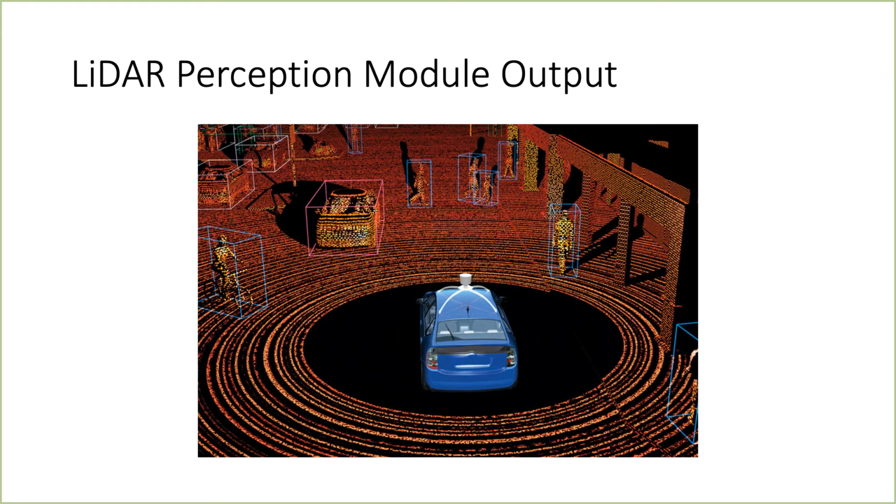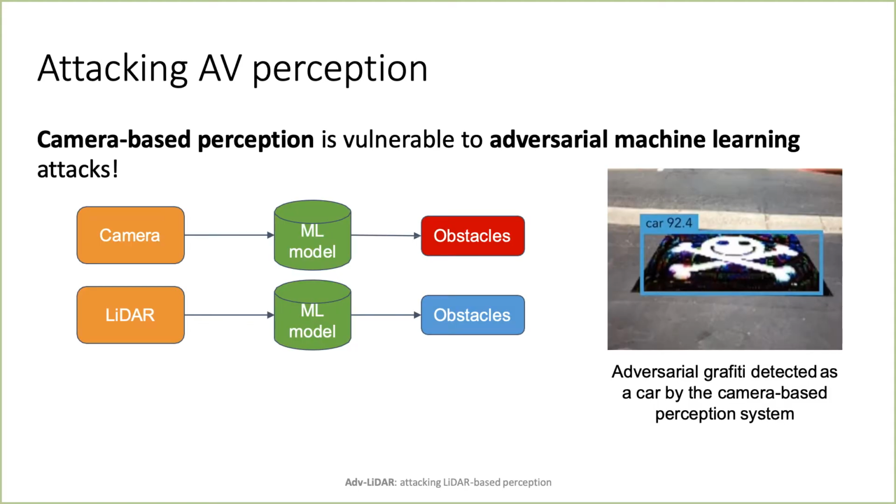So when we leave that perception module, essentially we go from that point cloud to now having these bounding boxes and objects in space. So this is kind of the focus of where the research is looking at. There's been some past work done on camera-based perception showing that it's vulnerable to adversarial machine learning attacks. So in the picture here, we have this piece of graffiti on the ground, but it's been specially crafted so that the camera on the car thinks it's another car. But clearly any human would have detected this as, oh, it's just a sticker on the ground.